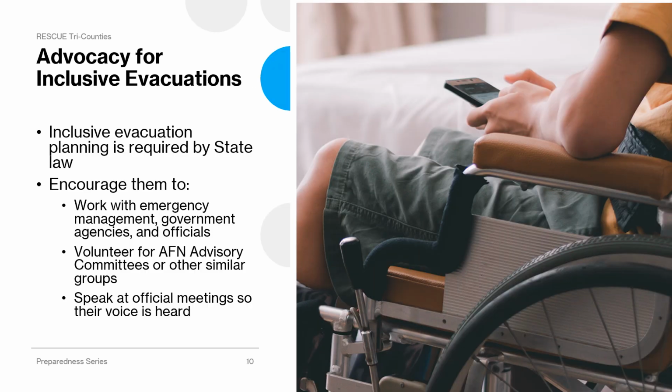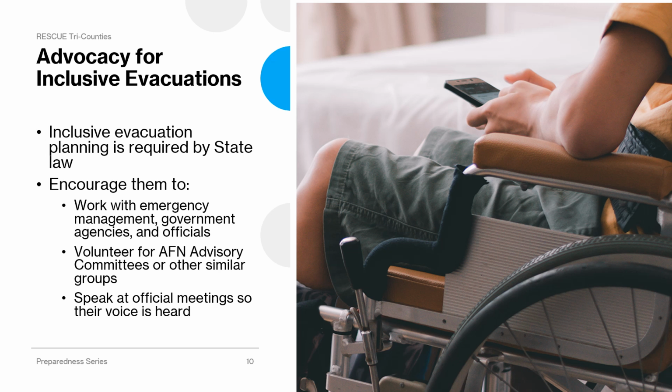Under California state law, there are specific requirements for inclusive planning. California Assembly Bill 2311, enacted in 2016, required jurisdictions, upon the next update of their Emergency Operations Plan, or EOP, to integrate access and functional needs related considerations into specific sections, including the Evacuation and Transportation section.